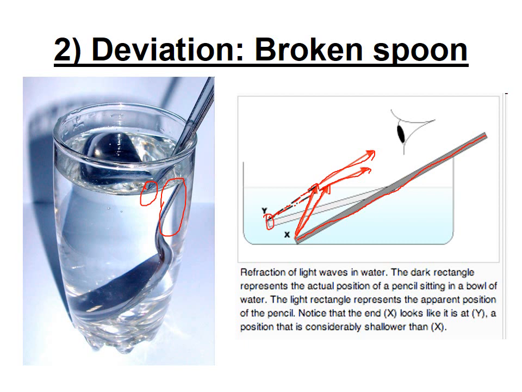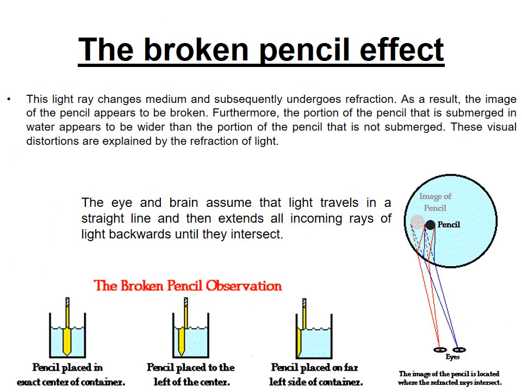As a result, our spoon looks slightly deviated. It's called the deviation effect due to refraction. You can do that with really any object that you put into water. The same thing could be done with a pencil. Make sure you can understand how to explain these effects using the concept of refraction.